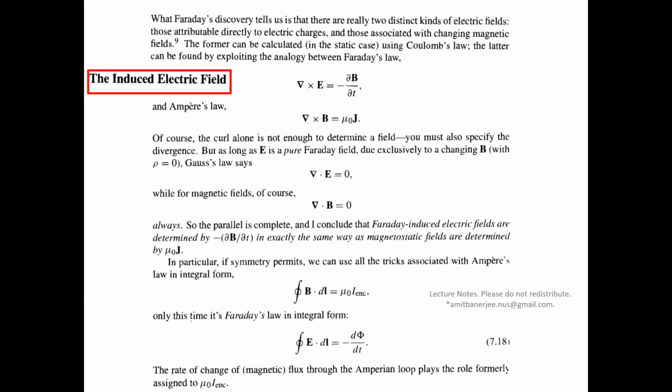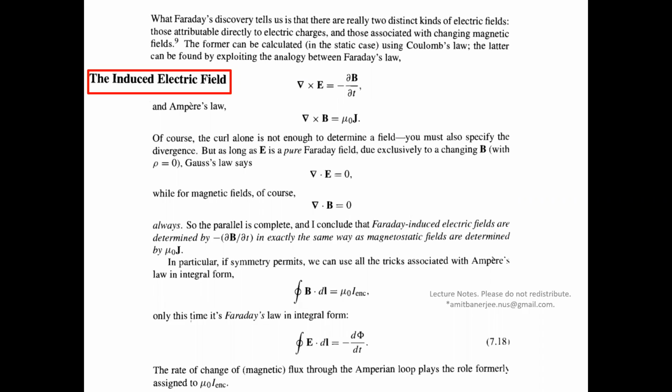So, in simple terms, you can conclude that the Faraday-induced electric fields are determined by the rate of change of B, the magnetic field, with time, in exactly the same way as magnetostatic fields are determined by mu 0 J.